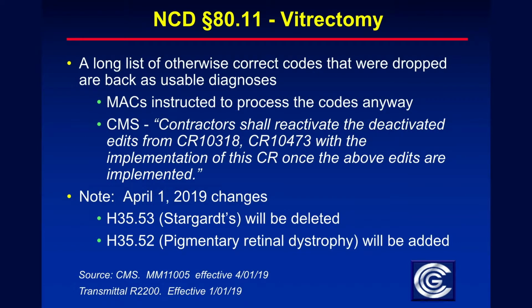A glitch in claims processing for vitrectomy has been fixed. Some eligible diagnoses that were dropped from contractor edits have been restored for 2019, which should improve payments. Of note, on April 1st, 2019, H35.53 will be deleted and H35.52 will be added.